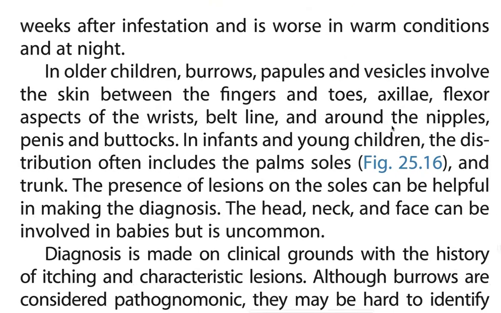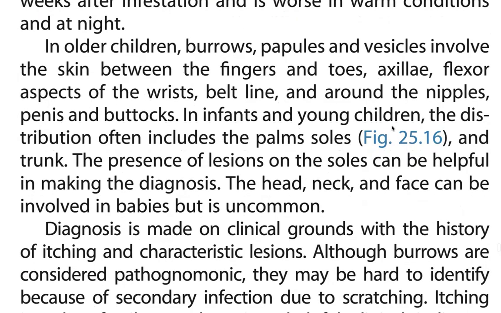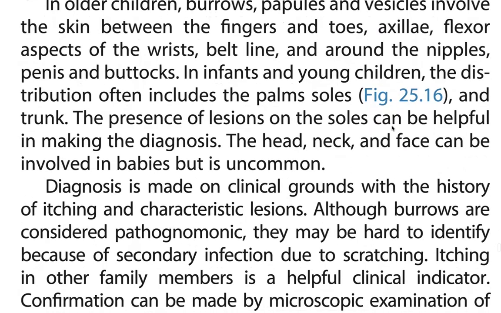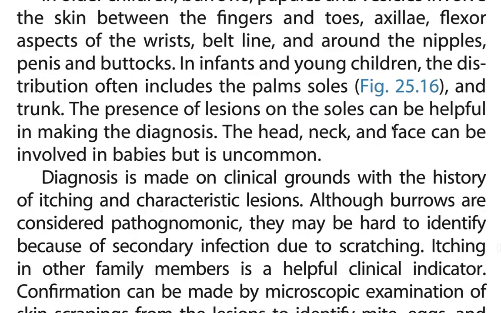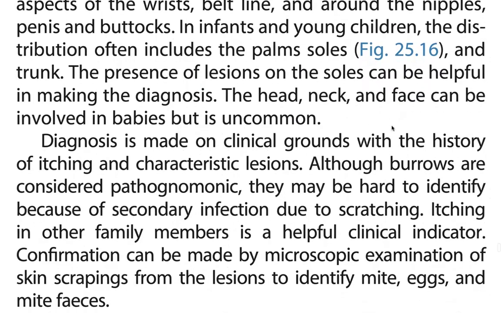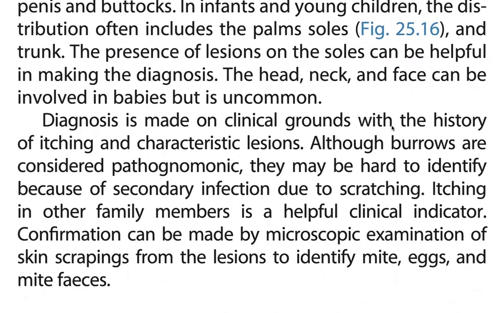In older children, burrows, papules, and vesicles involve the skin between the fingers and toes, axilla, and flexor aspects of the wrist, belt line, and around the nipples, penis, and buttocks. In infants and young children, the distribution often includes the palms, soles, and trunk. The presence of lesions on the soles can be helpful in making the diagnosis. The head, neck, and face can be involved in babies, but this is uncommon.